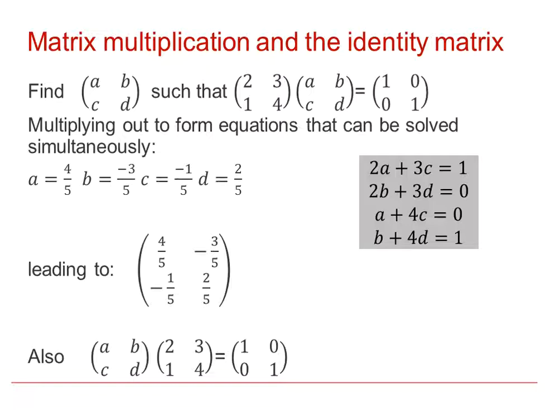You may wish to pause the video here and confirm that pre-multiplying the original matrix by this matrix also gives the identity matrix. Currently we have only looked at 2 by 2 matrices, but we will move on to looking at 3 by 3 matrices in due course.